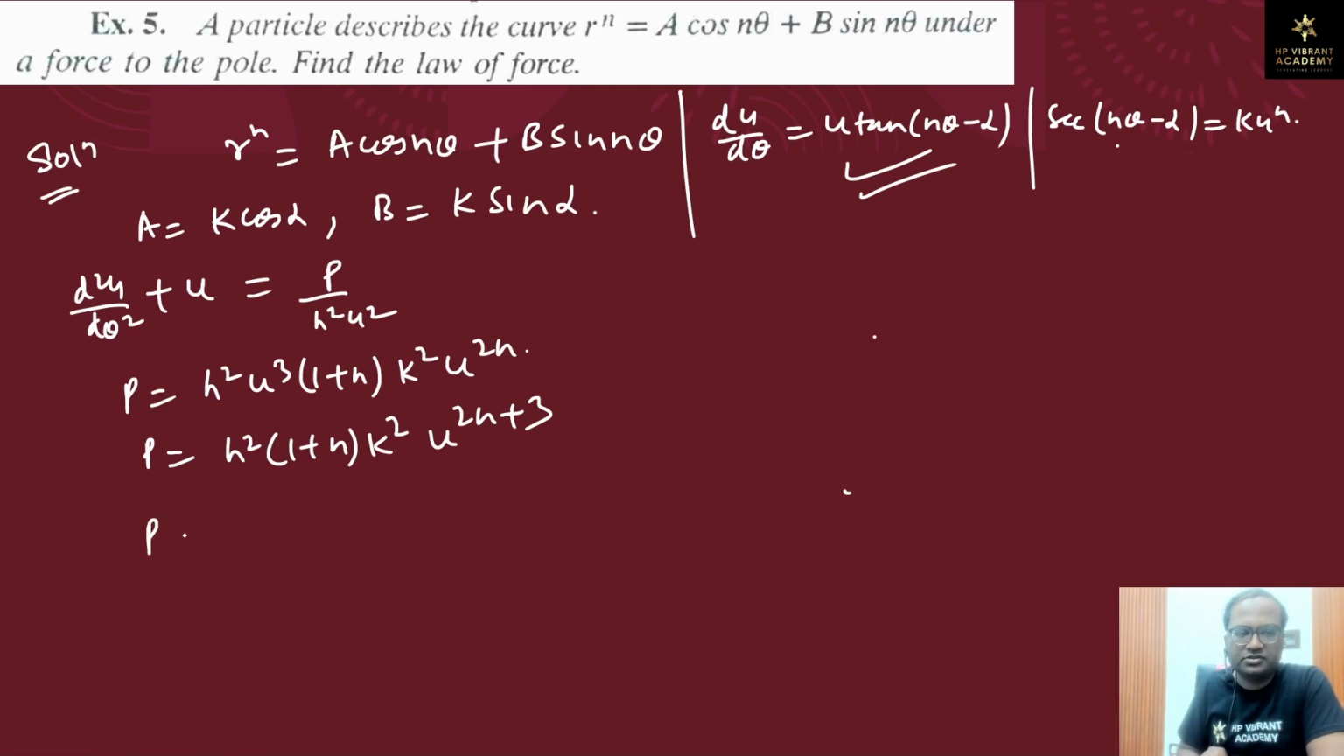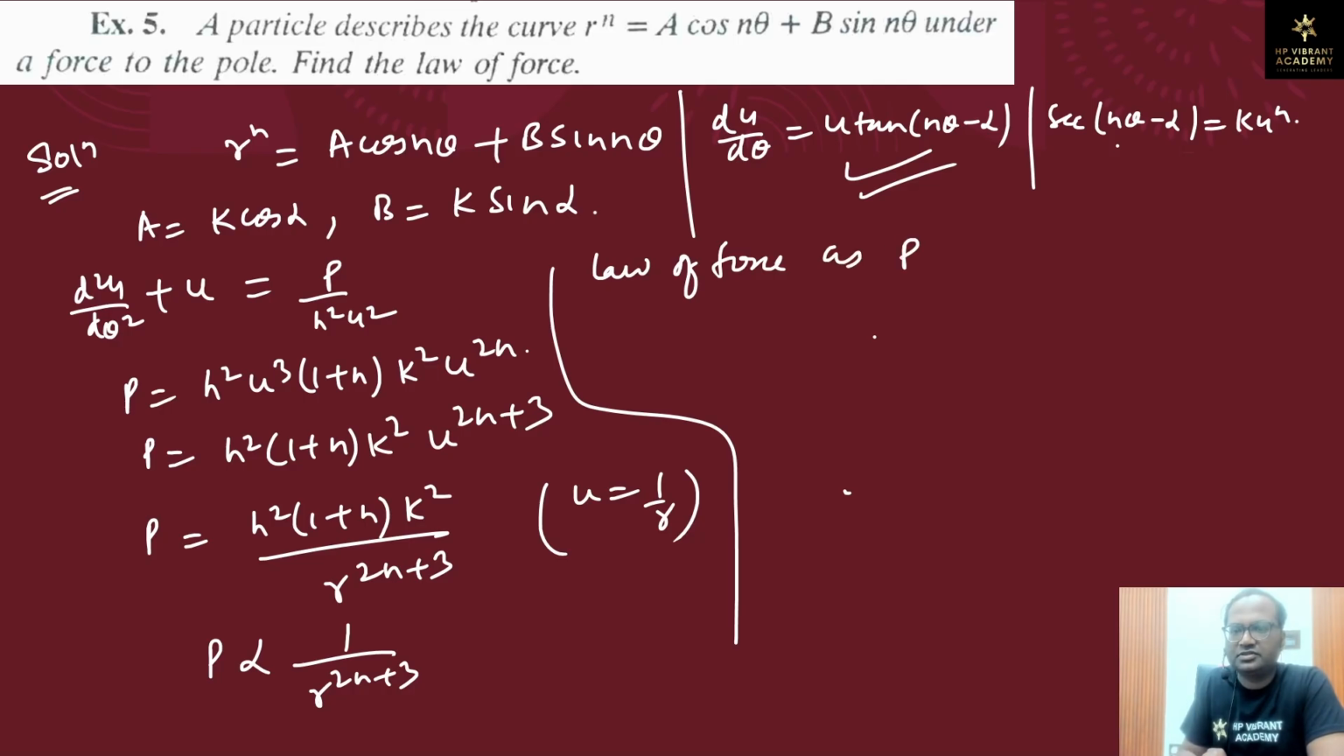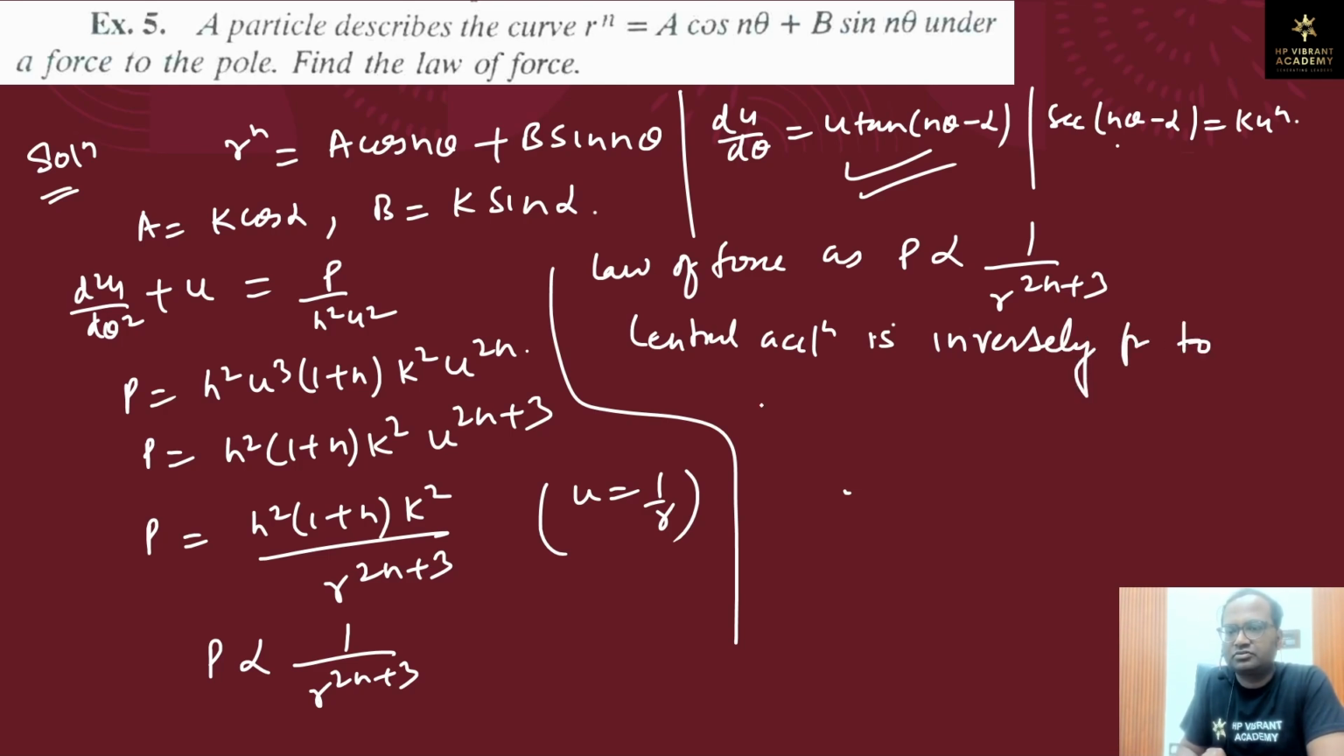So we have P is equal to h square 1 plus n into k square upon r to the power 2n plus 2. We have u is equal to 1 upon r. So P is inversely proportional to r to the power 2n plus 3. Okay, so we have the law of force as P is inversely proportional to r to the power 2n plus 3. Therefore, central acceleration is inversely proportional to 2n plus 3th power of distance of point from pole.